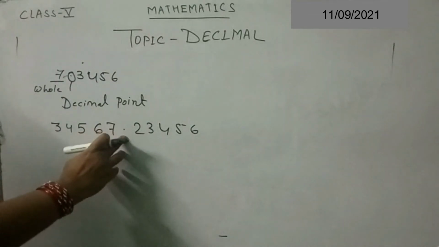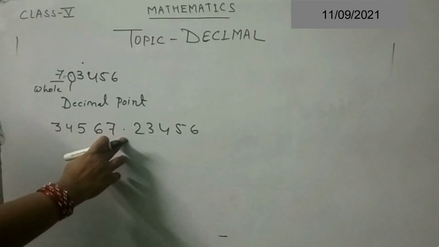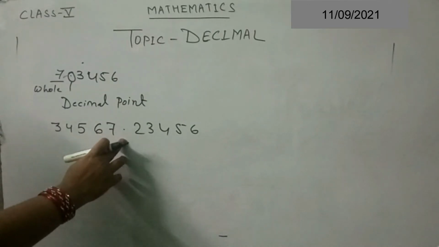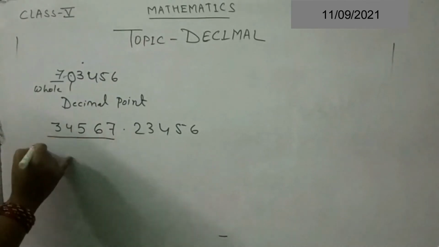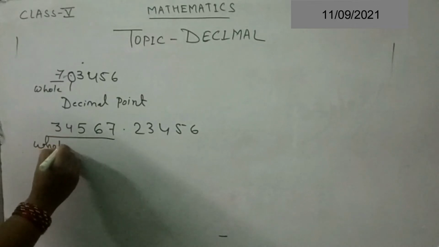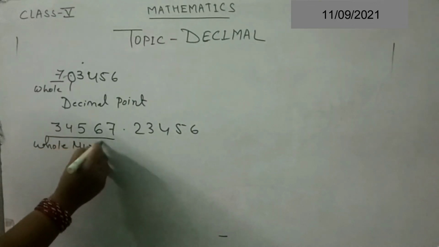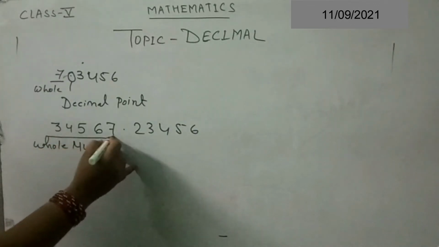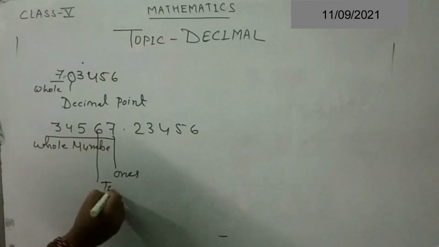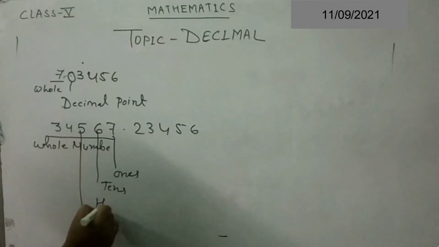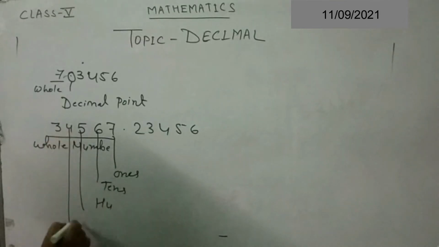Students, what I told you: a decimal is a number that has a decimal point somewhere in the number, and the numbers on the left side of the point represent the whole number. And how do we read this whole number? This one is the ones, this one is the tens, this one is the hundreds, this one the thousands, and this one the ten thousands.